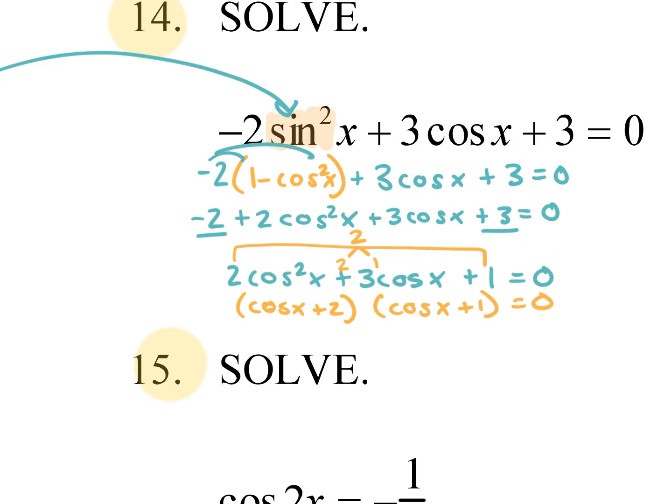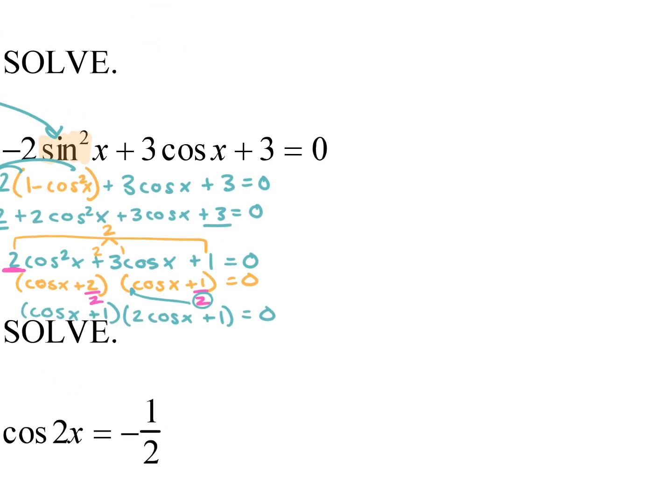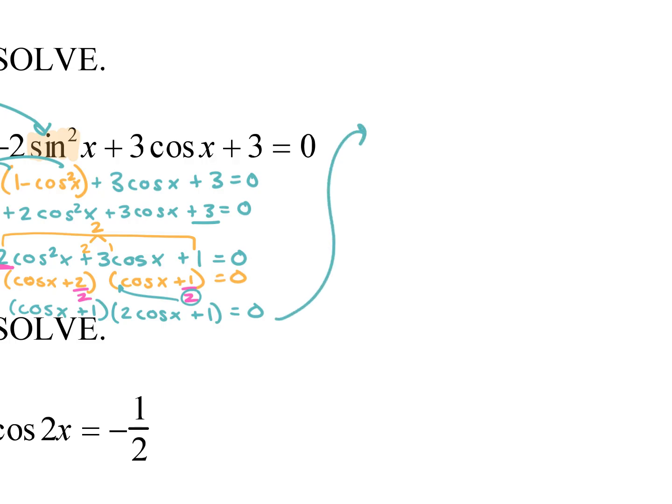What do we have to remember to do next? Don't forget to divide by that first. If you start by multiplying the first times the last, you have to remember to divide by the first. So simplify if you can. This would be cosine plus 1. And then if it doesn't simplify, move it in front of the cosine. So 2 cosine plus 1. What do we do next? Set them both equal to 0.